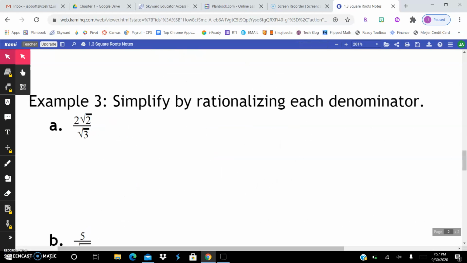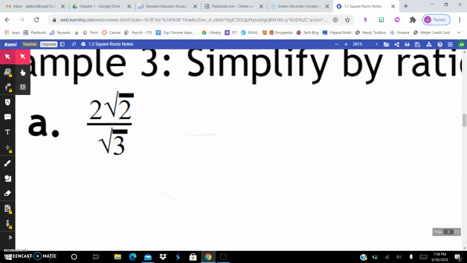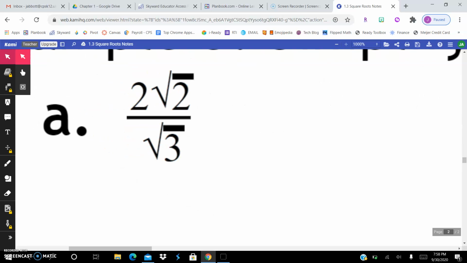Example 3, we want to simplify by rationalizing each denominator. And what rationalizing each denominator means is to make sure that we have a whole number in the denominator of our fraction. So looking at this, we have 2 square roots of 2 over the square root of 3. So what I want to figure out is what can I multiply the square root of 3 by so that I get a number that's in that list of numbers I had you write down. In this case, we want the smaller number.